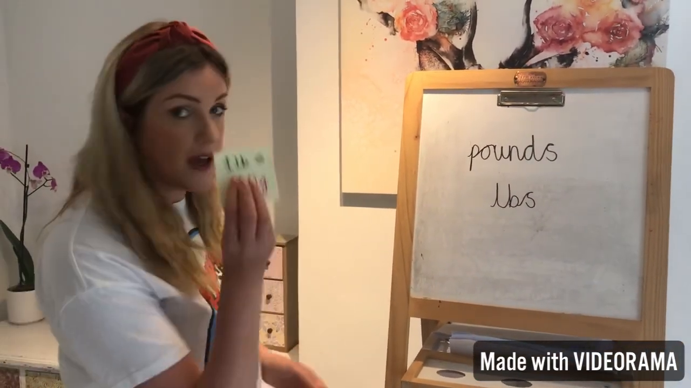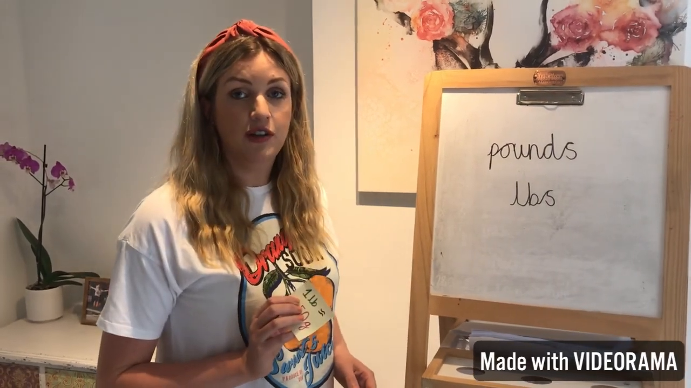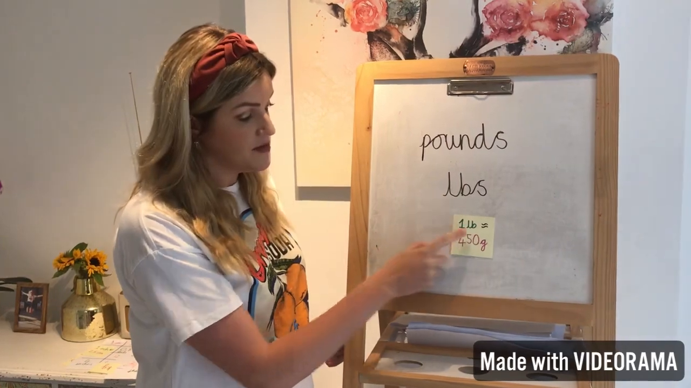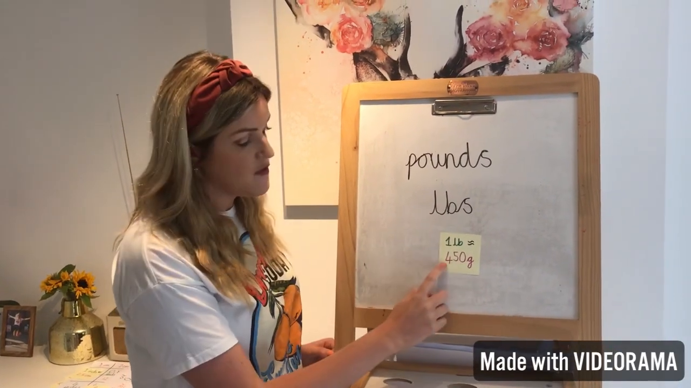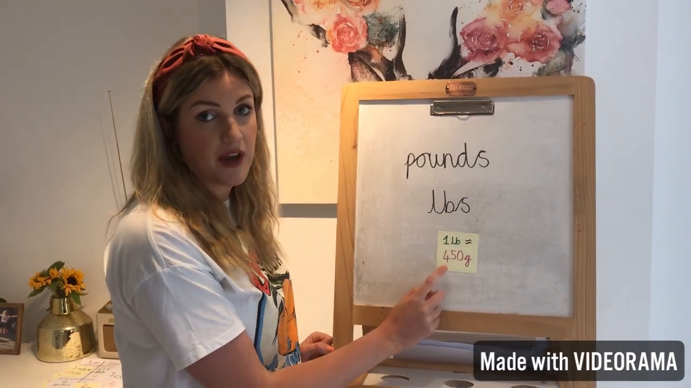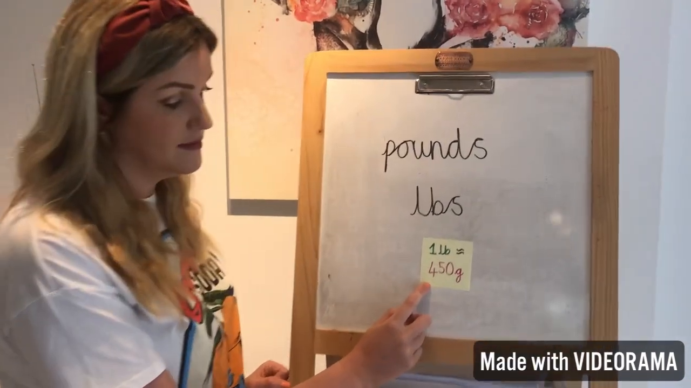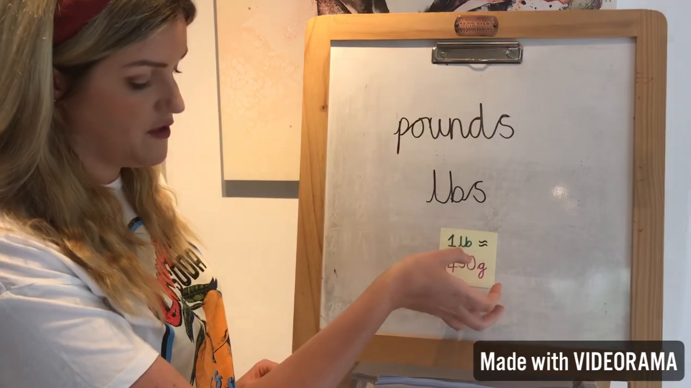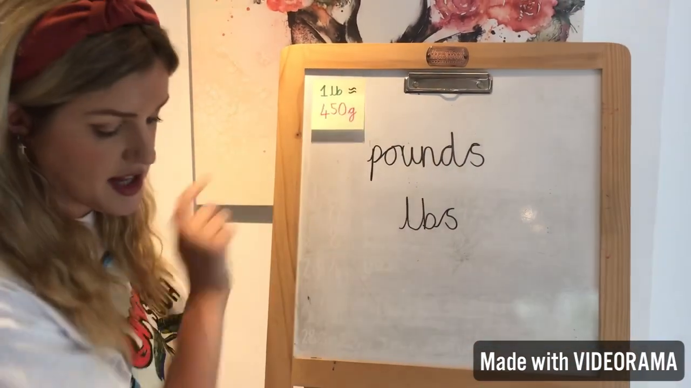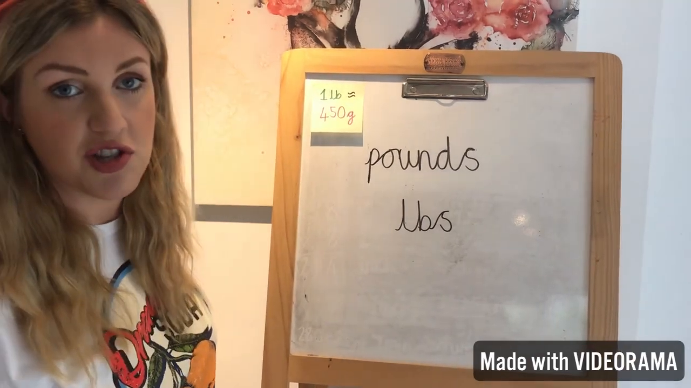And another conversion fact for you is that 1 pound is approximately 450 grams. Okay. There we go, next conversion fact. So, using that, I'm going to give you a question to solve.